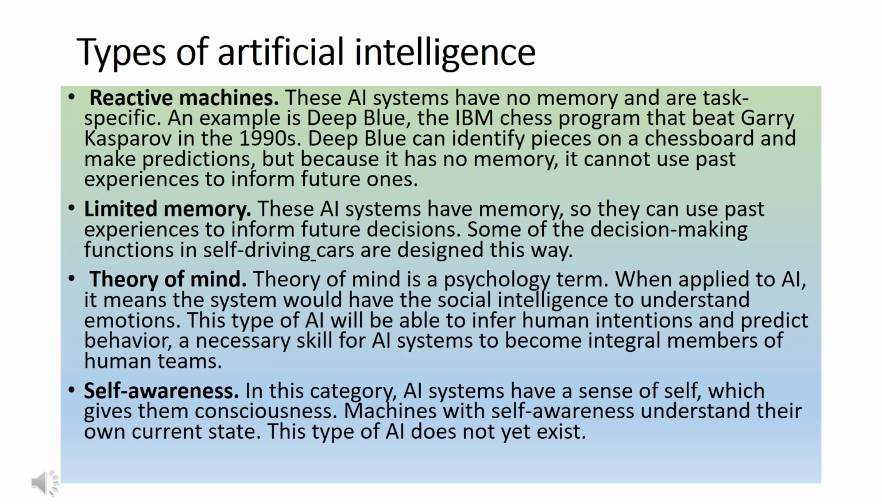Types of artificial intelligence. The first one is reactive machines. तो reactive machines में क्या है, इसमें जो AI सिस्टम होता है इसमें कोई भी मेमोरी नहीं होती है एंड दे आर टास्क स्पेसिफिक. इन 1990s में IBM ने चेस प्रोग्राम बनाया विच वॉज इन नेम ऑफ डीप ब्लू.